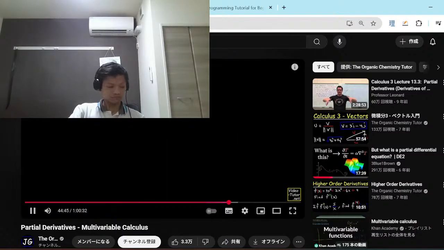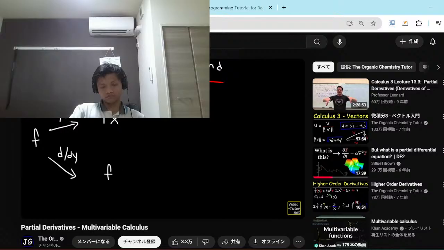So let's talk about the difference between the first derivative and the second, and the different forms in which they can come in. So let's say we have our original function f. If we differentiate f with respect to x, we get the first derivative with respect to x, which is known as fx. We can also differentiate f with respect to y, and we'll get the first partial derivative with respect to y, which is known as fy.